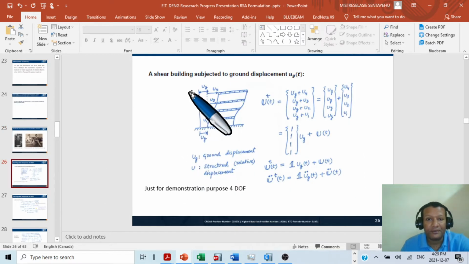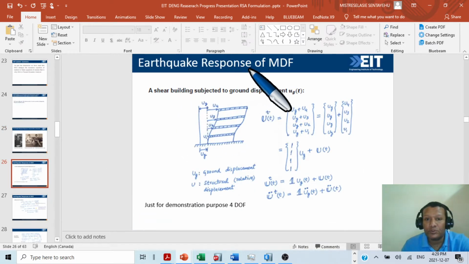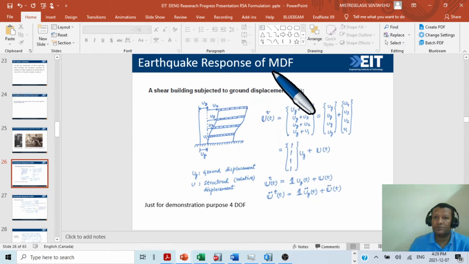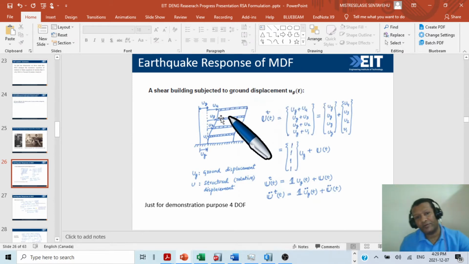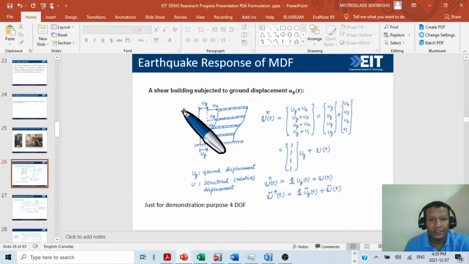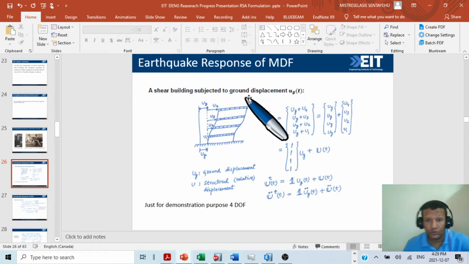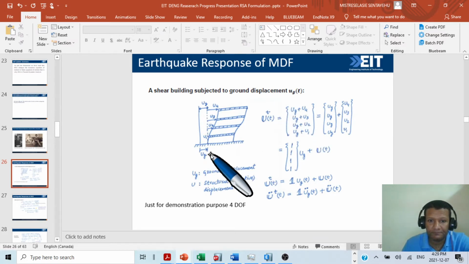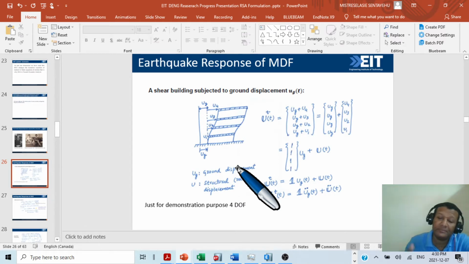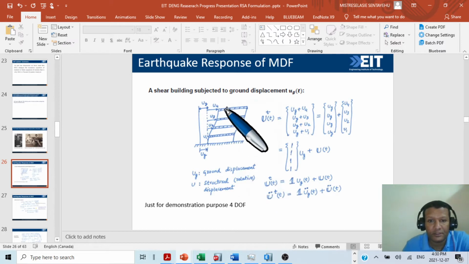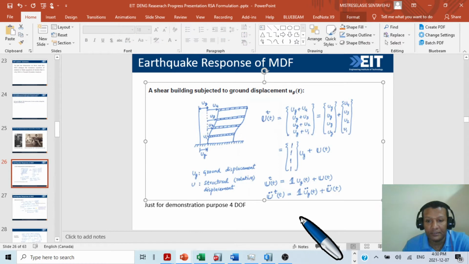Okay, let's come here. Earthquake response of multiple degree of freedom system. Let's start here. A shear building subject to ground displacement UG. This is the ground displacement. Now we are going to see the mathematical formulation of a multiple degree of freedom system, just for a 4-story building here. This is also something I took from Professor Fouad's lecture.